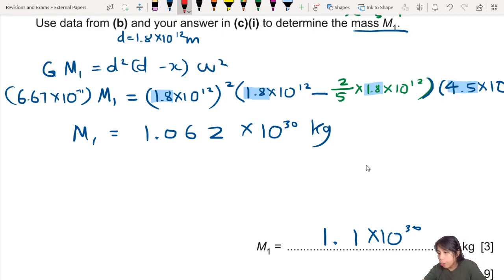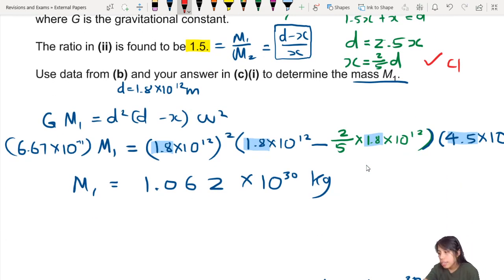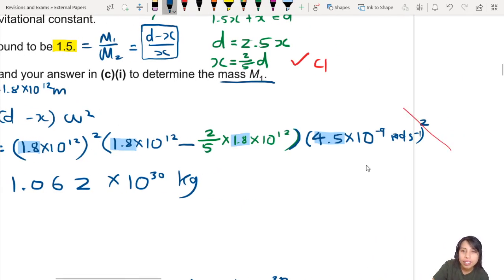Where do the marks come from? There are 3 marks for this question in total. The first one comes from you knowing how to use the ratio. Do you get a ratio, x equals something times d, in terms of d? The next mark comes if you know how to plug in everything correctly. So this long thing, if you can factorize stuff, please factorize. It's a bit long. And press the calculator correctly, you get the last mark. A1 mark for this whole thing right here.